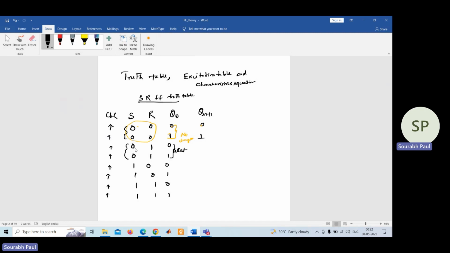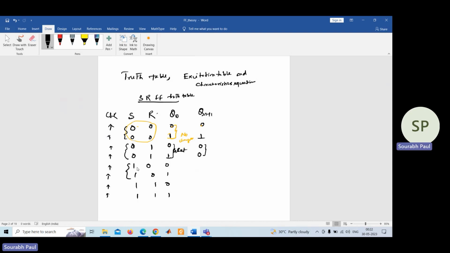So it means if you apply S equal to 0, R equal to 1, in that case, if your present state is 0, your next state will be 0. If your present state is 1, still your next state will be 0. As it is reset. Reset means whatever may be the present state, next state by default will be 0. That's why this is known as reset state, or your output will be 0. Okay, that is the meaning of reset.